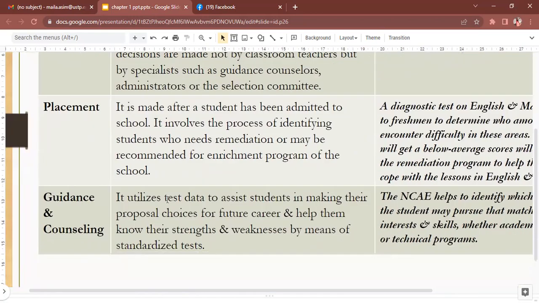Next is guidance and counseling. What is it in guidance and counseling? Why are these included in the decision, educational decision?